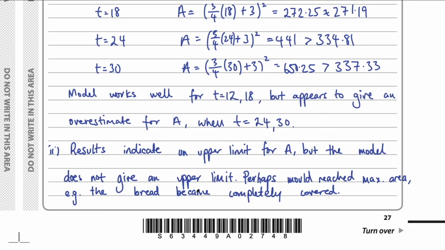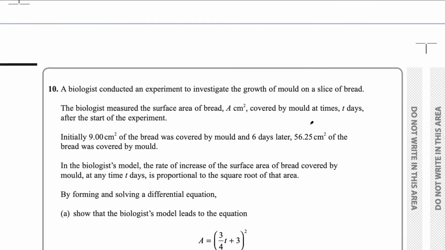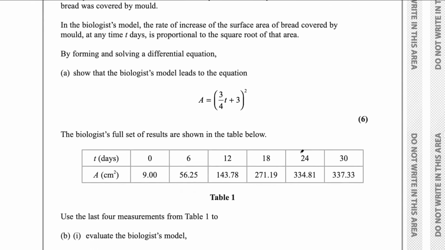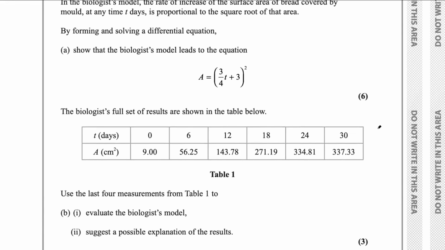I think the key point there is stating you recognize that that area seems to be flattening out at a certain maximum area, and the model does not account for that. Okay, so that was question 10 for a total of 9 marks, 6 marks for part A and 3 marks for part B.